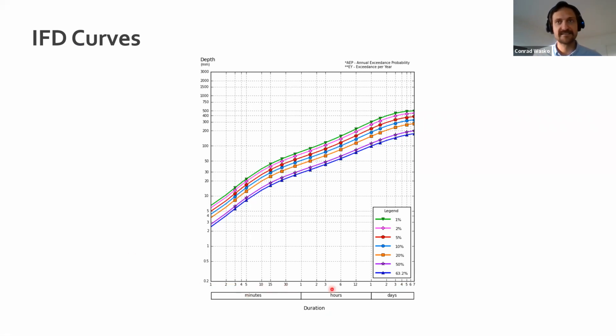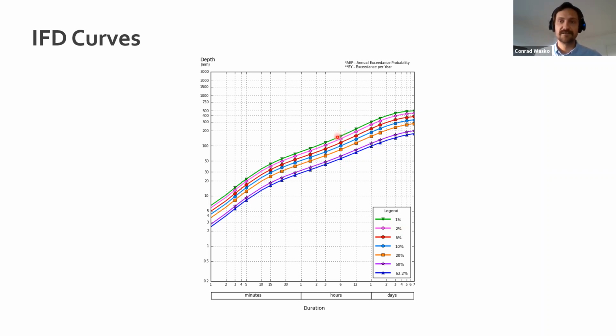On the x-axis, we have the duration, so the duration's increasing. This is of storm or rainfall bursts. On the y-axis, we've got the depth, and these curves are for different exceedances. So your 1% is what was commonly called before a 1 in 100 year event.